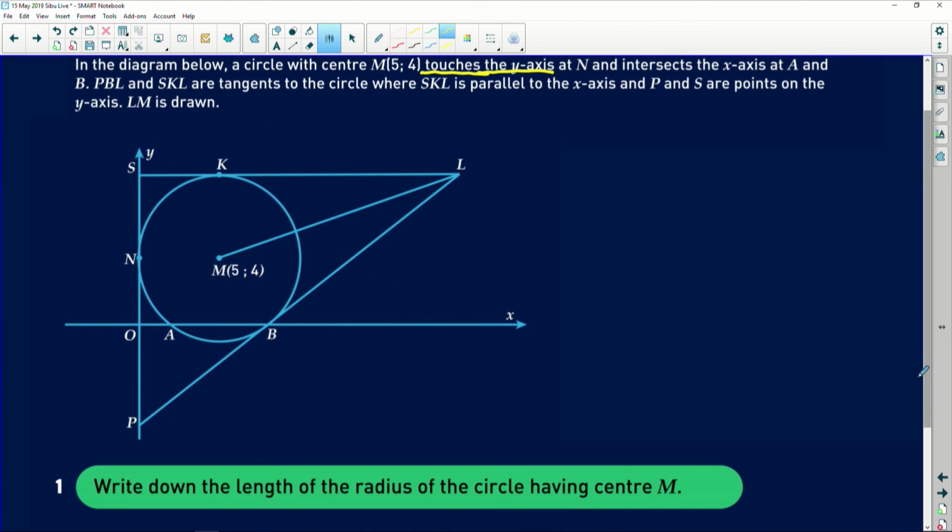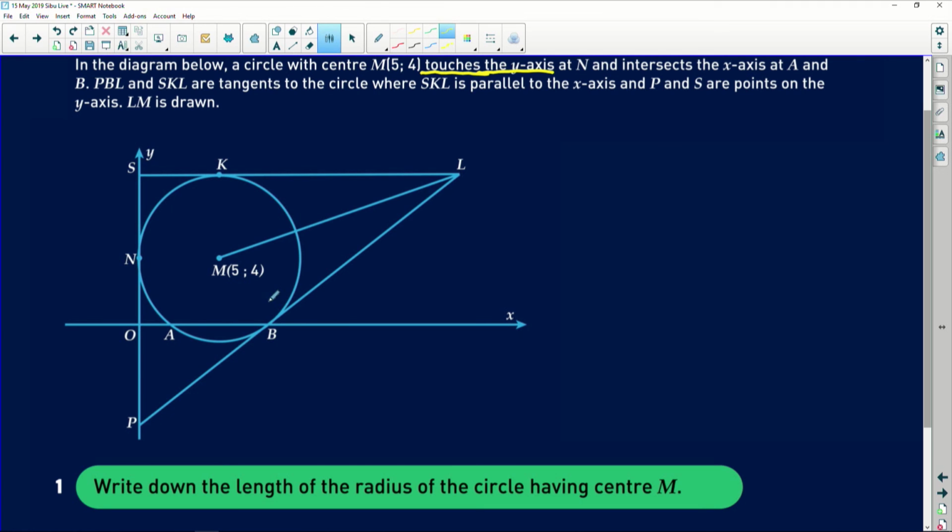Now, when you look at this one, the way it is positioned, we are going to use the fact that we were told that point N is lying on the y-axis and point M is the center of the circle. We don't have much information. There are no points here. I don't have coordinates of K. I don't have coordinates of B or A to work out the distance of the radius.